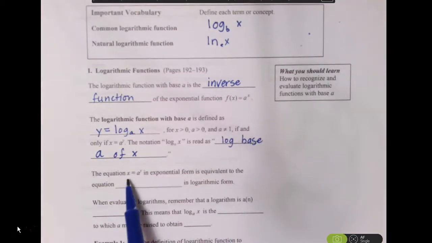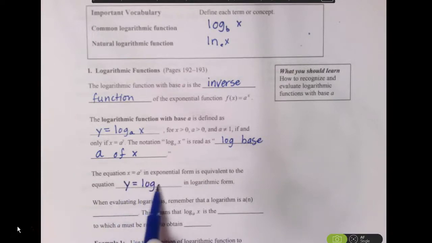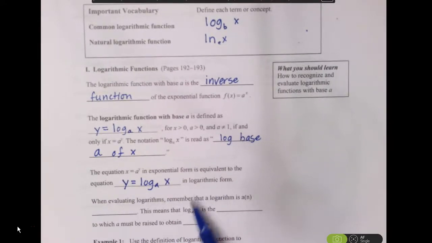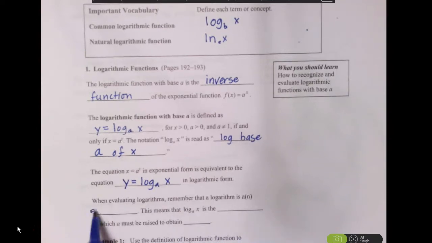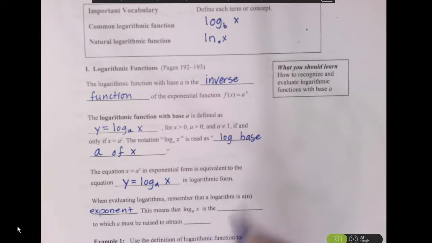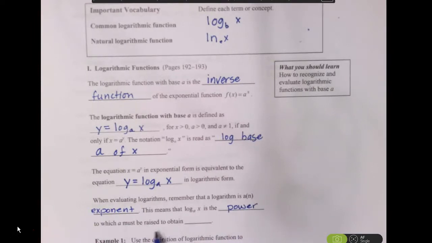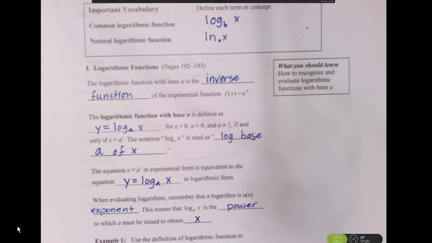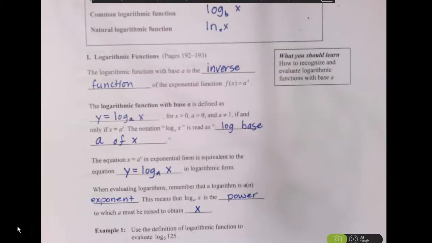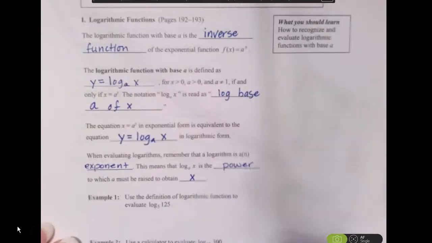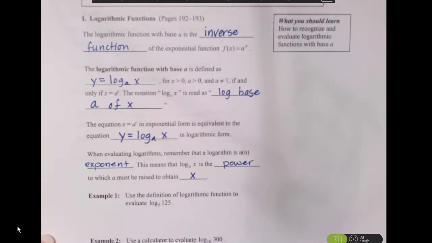So the equation x equals a to the y in exponential form is equivalent to the equation y equals log base a of x in logarithmic form. So when evaluating logarithms, remember that a logarithm is an exponent. This means that the log base a of x is the power to which a must be raised to obtain x.